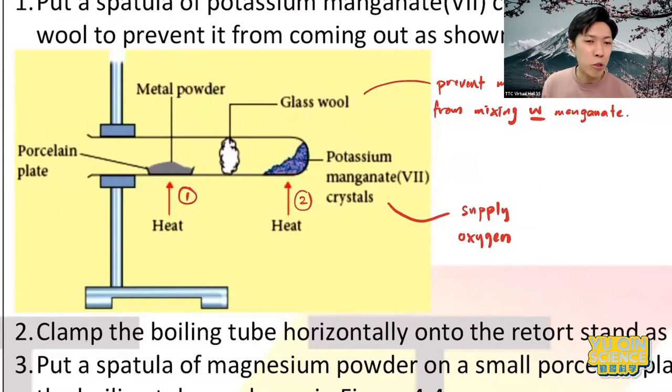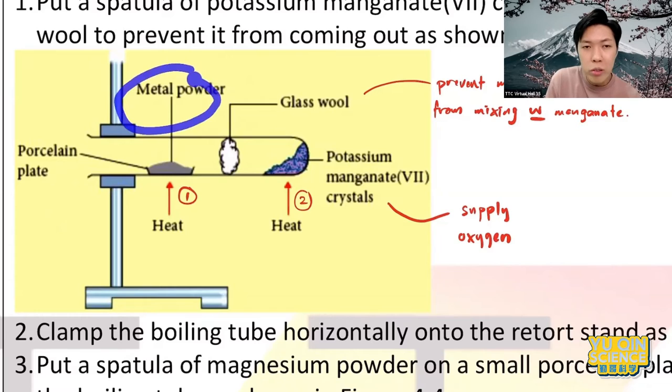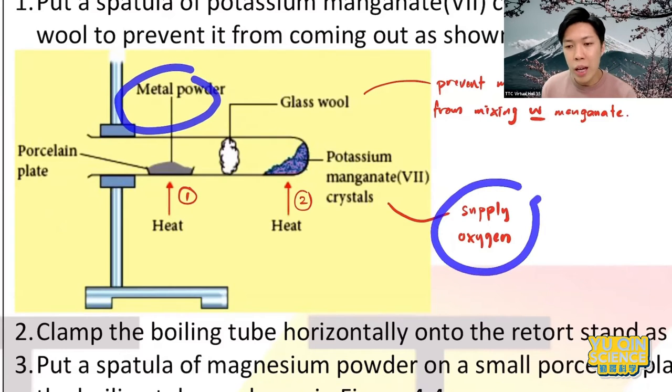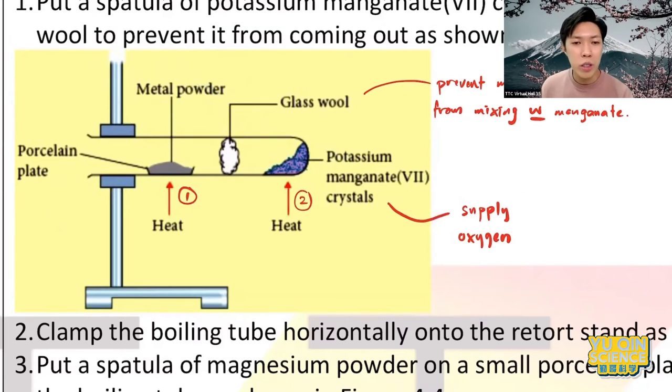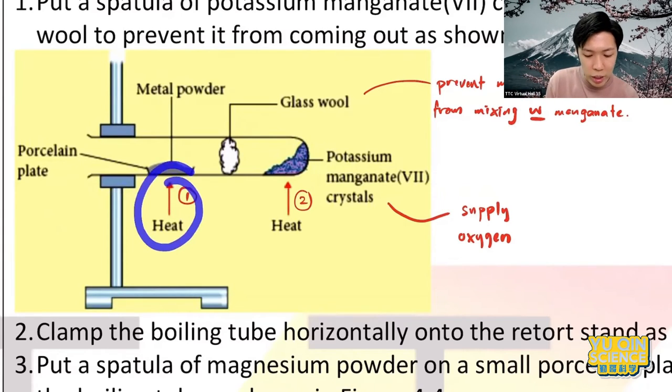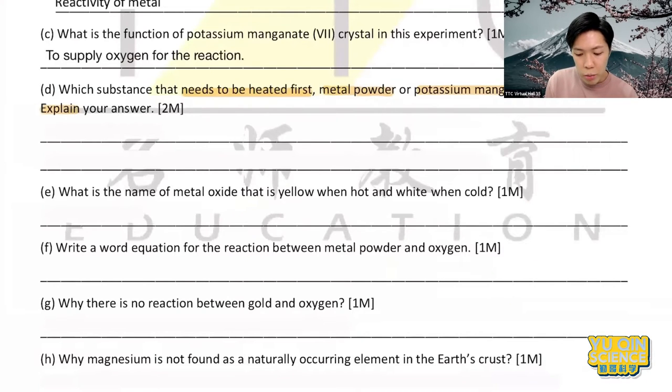You want to wake up the metal powder, like, wake up, a pretty girl is here already. Are you ready to react, to talk to the pretty girl? Wake up, a handsome boy is here already. Are you ready to talk to the handsome boy? So you have to wake up the metal so that the metal can react with the oxygen. So it must be hot enough to react. So the first is this, then only you follow by potassium manganate. So the first answer is metal powder, boom, straightforward.